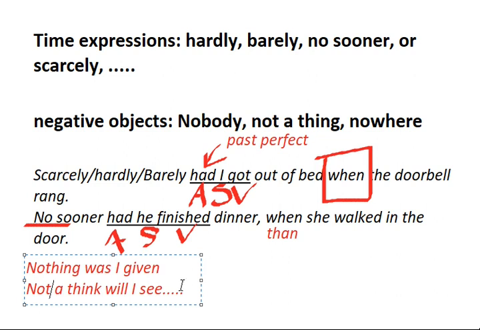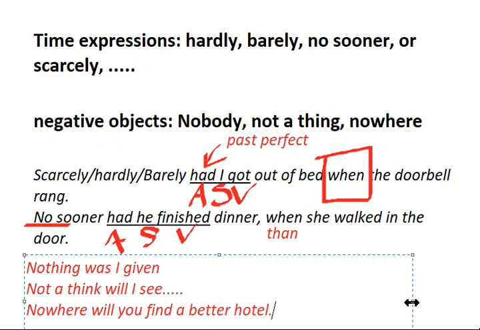With nowhere will you find a better hotel. Nowhere will you find a better hotel. And let me show you. So now you know you can do it with negative objects and you can do it with time expressions that have to be negative. Okay? And I'll stop.